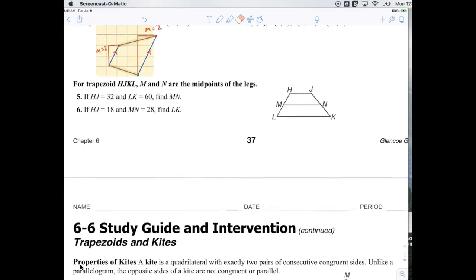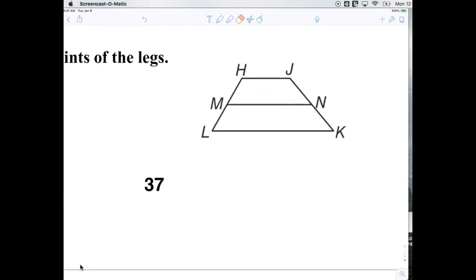Now, if M and N are the midpoints, here's the rule. That means that HM is congruent to what? ML. And then JN is congruent to NK. Now, surprisingly enough, the mid-segment is the average of the two bases. The mid-segment is always the average of the two bases. So this mid-segment right here, this is base 1, and this could be considered base 2.